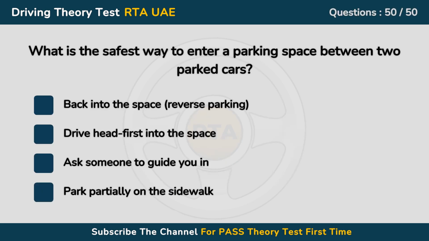Question 50. What is the safest way to enter a parking space between two parked cars? A. Back into the space, reverse parking. B. Drive into the space. C. Ask someone to guide you in. D. Park partially on the sidewalk.